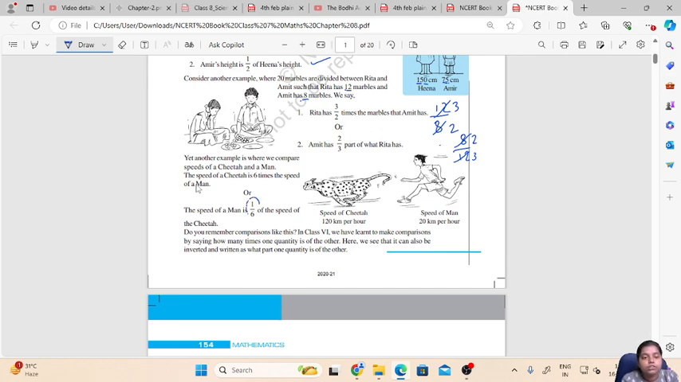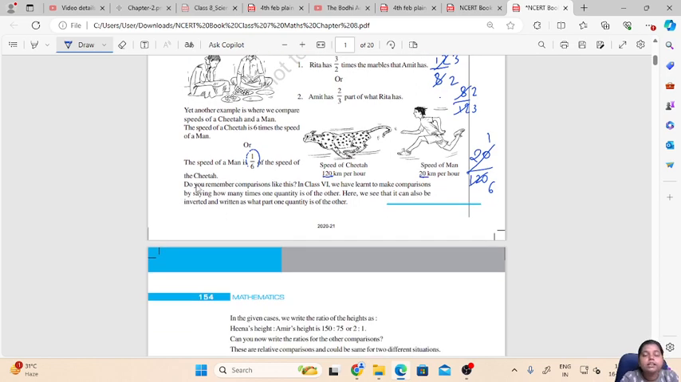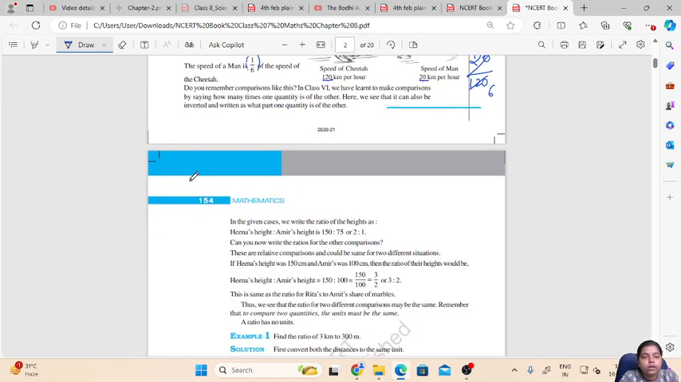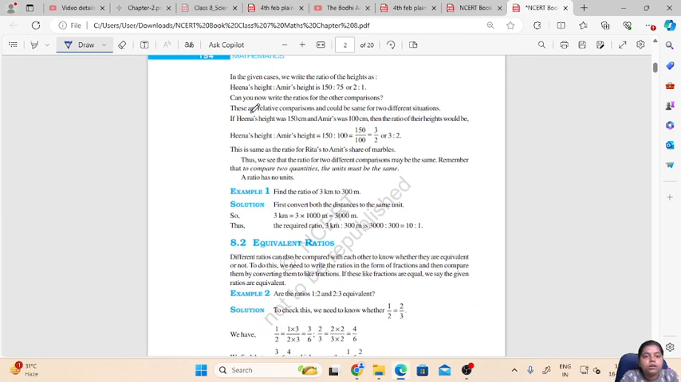How did we get this fraction? Here they have told that the speed of the cheetah is 120 kilometer per hour, and the speed of the man is 20 kilometer per hour. So we can divide it: 20 divided by 120. 20 ones are 20 and 20 sixes are 120. That's how we got this 1 by 6. Understood? We have already learned about this type of comparison in class 6. So we'll see more.